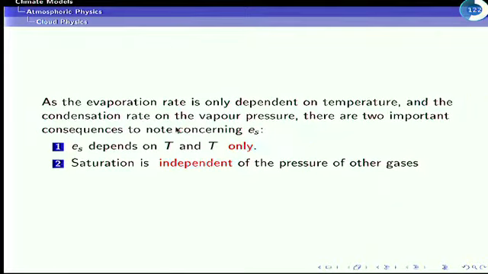So this is just a recap, remember, because the evaporation depends on temperature, and the condensation depends on the vapor pressure. Then the saturation vapor pressure depends on temperature, and temperature only. Not quite true. We're going to find out that there are 2 other aspects that can modify this relationship a little bit.